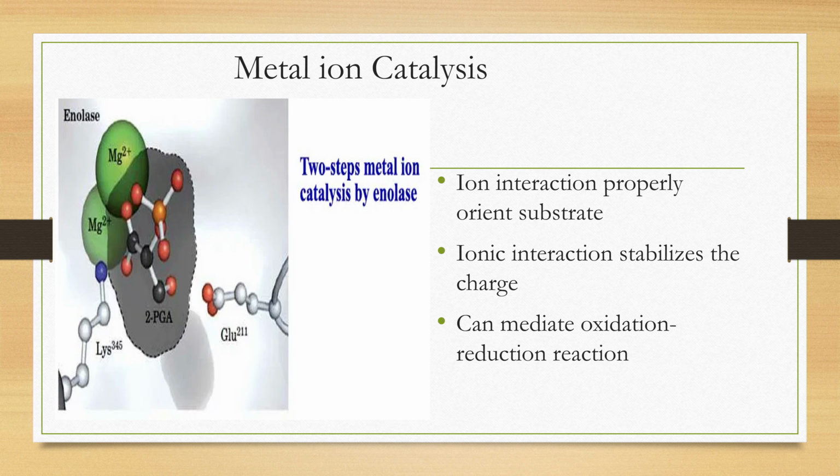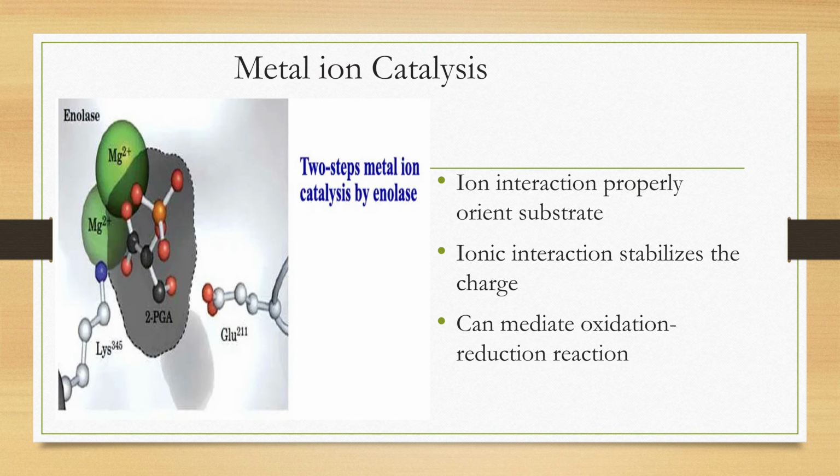Coming to the last one, it is metal ion catalysis. What happens here? You have ions like Mg2+ that interact and orient the substrate properly. Now this is an example. This is 2-phosphoglycerate, which has been oriented properly by Mg2+ so that the enzyme enolase can act upon it and convert it into phosphoenolpyruvate. So ions help in properly orienting the substrate so that the reaction can proceed properly.